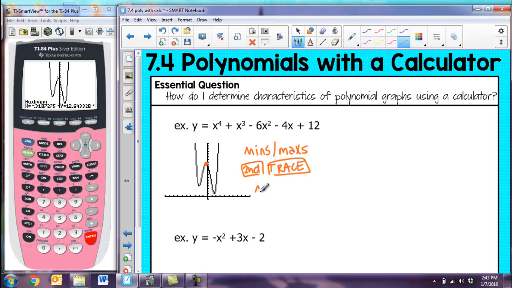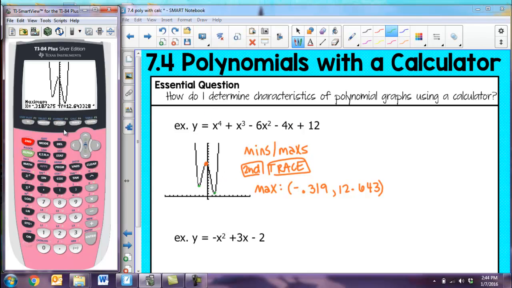So if you want to know your relative max, you can list out that point. So you can list out -0.31, let's just round to 3 decimals, and then 12.643. Okay, now if they ask you for the maximum value at that point, they may only ask you for the y value. I just tend to write the whole point out so I have that information for later in a second. Okay, same deal for the mins. All you have to do is do second trace and then number 3 instead of 4, and then you pick one and you run with it.